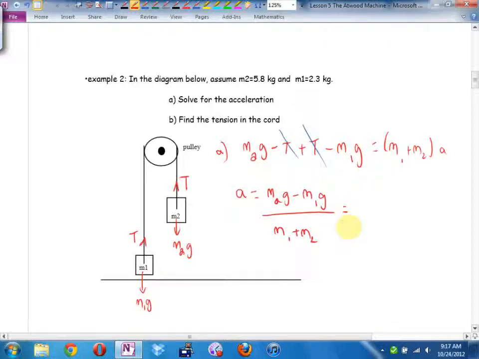It's going to be 5.8 times 9.8 minus 2.3 times 9.8 divided by 5.8 plus 2.3. I encourage you all, try this on your calculator, see if you know how to type this in.